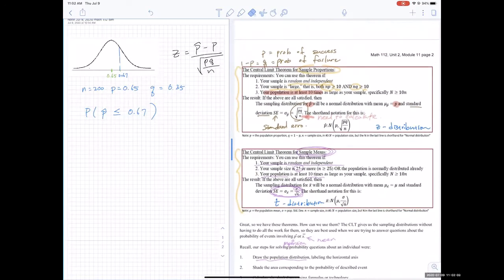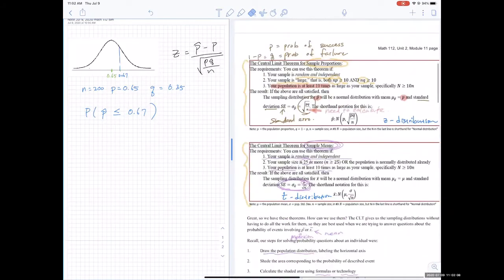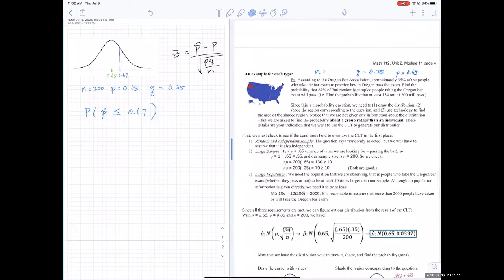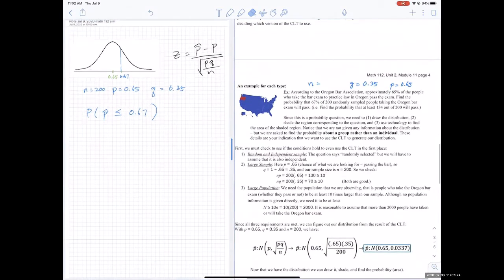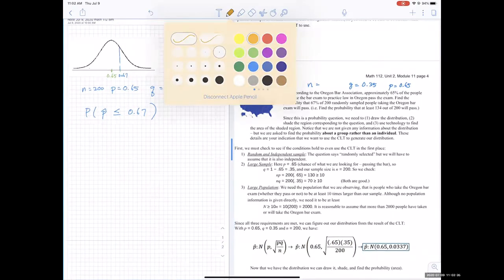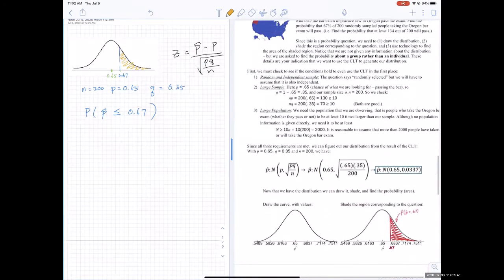They're saying that 65% of the people actually pass, right? Let's see where we get here. Approximately 65% of the people who take the bar exam to practice law in Oregon pass the exam. Oh, so therefore, actually, 65%, yeah, so passes. So in order for you to pass, it's going to be the area to the right. Okay, I think that's what we're looking at.